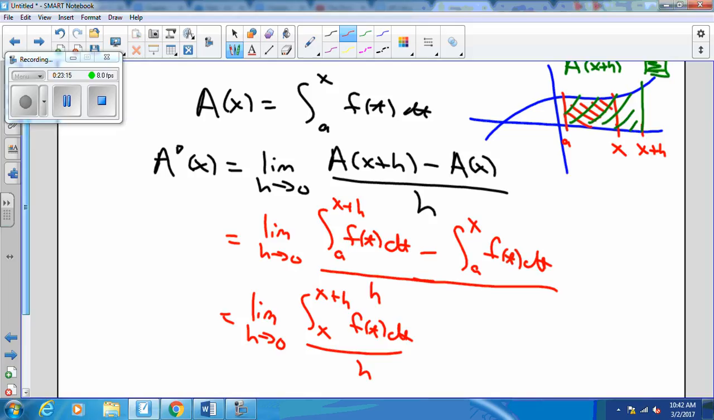Christine is concerned. Yes, sir. So the A's just cancel. It's not that the A's cancel, it's that the areas cancel. I want you to see the picture geometrically. The integral from a to x plus h is this whole area in green. The integral from a to x is the area just in red. Take this away, what are you left with? The area from x to x plus h. That's what's going on.